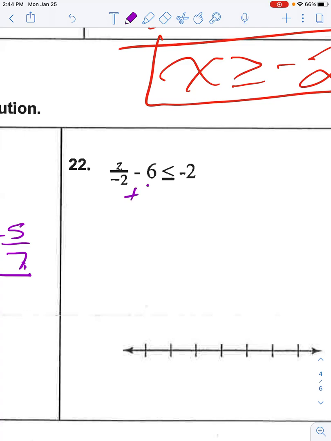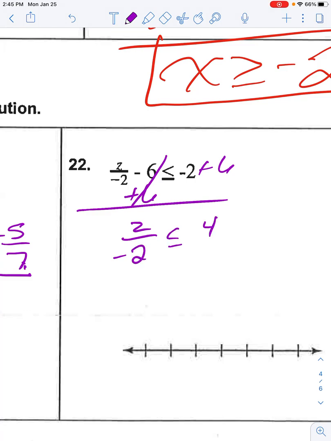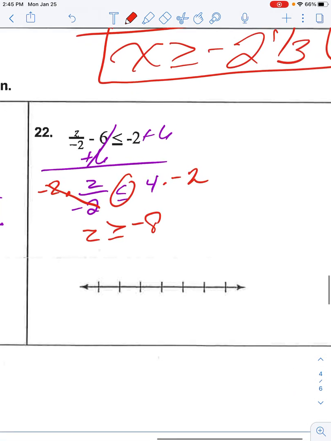Number 22, we're going to add 6 to both sides. So I have z divided by a -2 is less than or equal to 4. Different signs, find the difference. This says z divided by a -2, so what am I going to do? I'm going to multiply by a negative. What happens when you multiply by a negative? You flip the inequality. So I have z is greater than or equal to a -8. So -9, -8, -7, closed circle, points to the right.